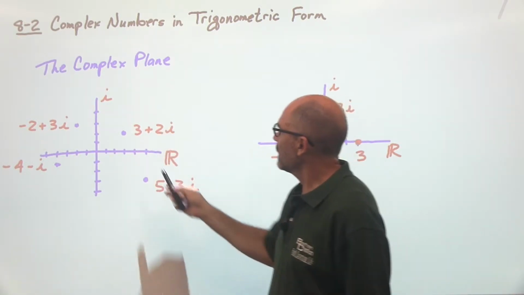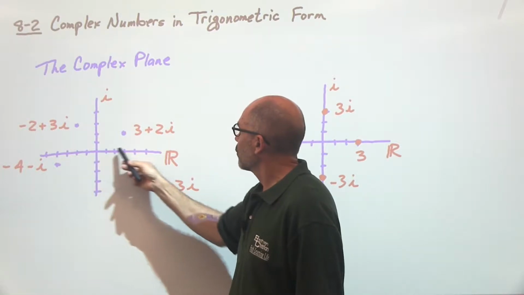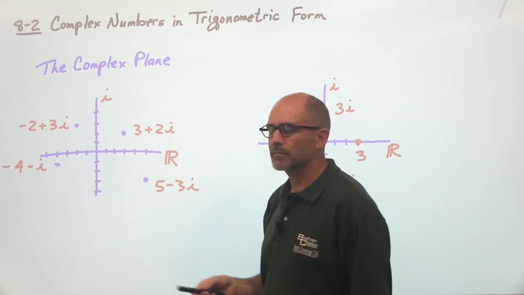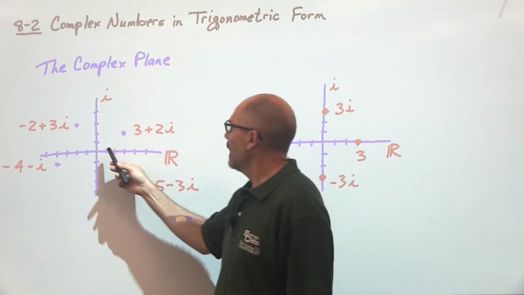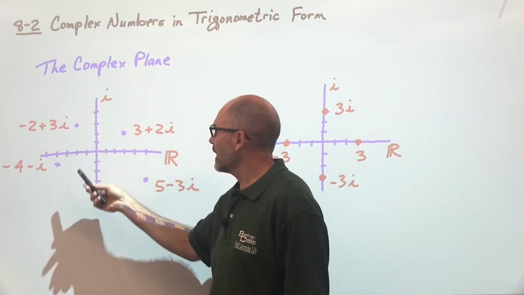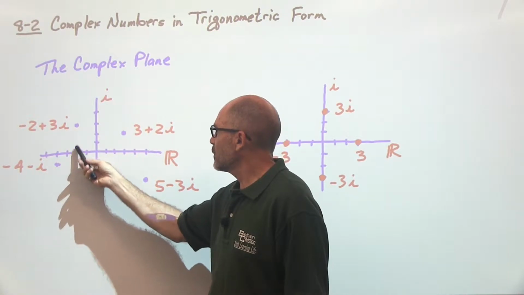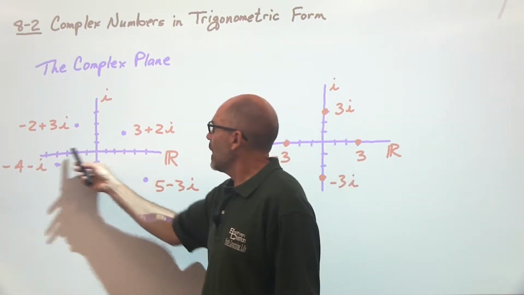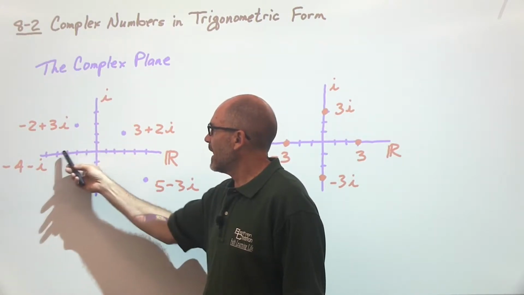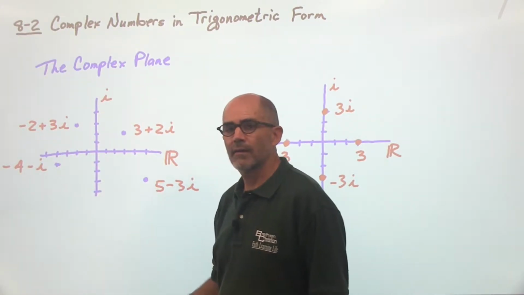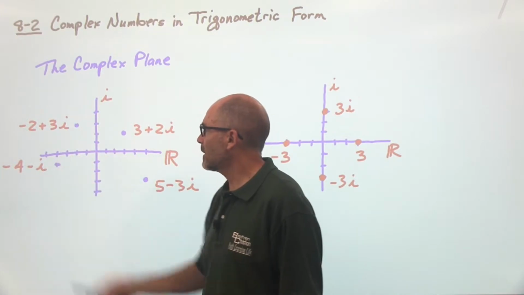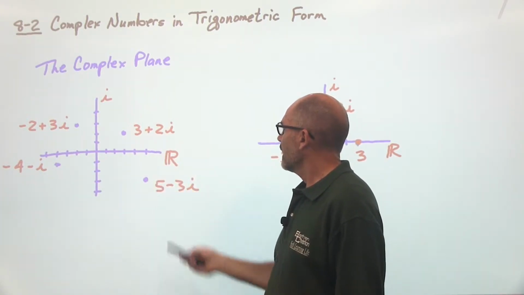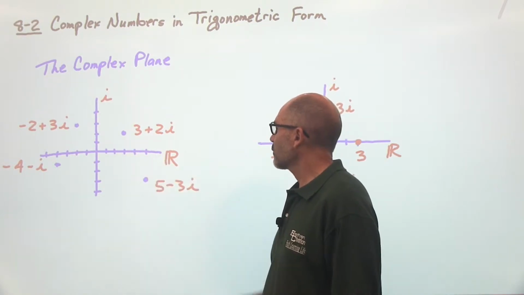So that means the point that's right 3 up 2 is 3 plus 2i. If I go left 2 up 3, then I have negative 2 plus 3i. If I go left 4 down 1, then I'm at negative 4, negative 1: negative 4 minus i. If I go right 5 down 3, then I have 5 minus 3i.